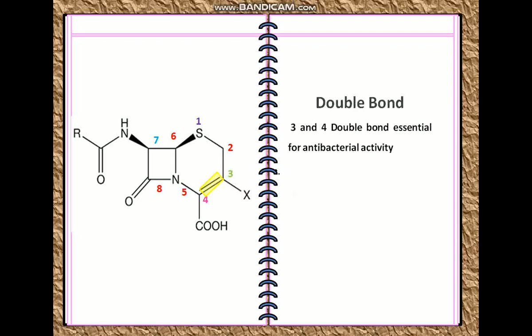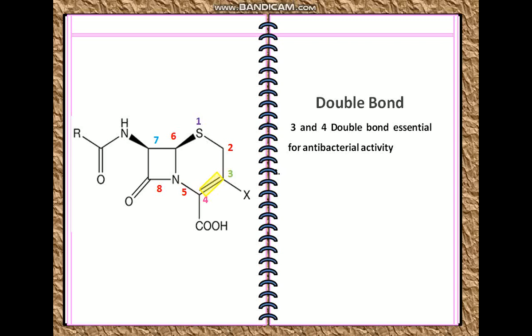Next is the double bond. A double bond is present between the third carbon atom and the fourth carbon atom. This third and fourth double bond is essential for antibacterial activity. If the double bond is replaced or saturated, then it decreases the activity of cephalosporin. So we have to know the 3 and 4 double bond is responsible for the antibacterial activity of the structure, and it is essential.